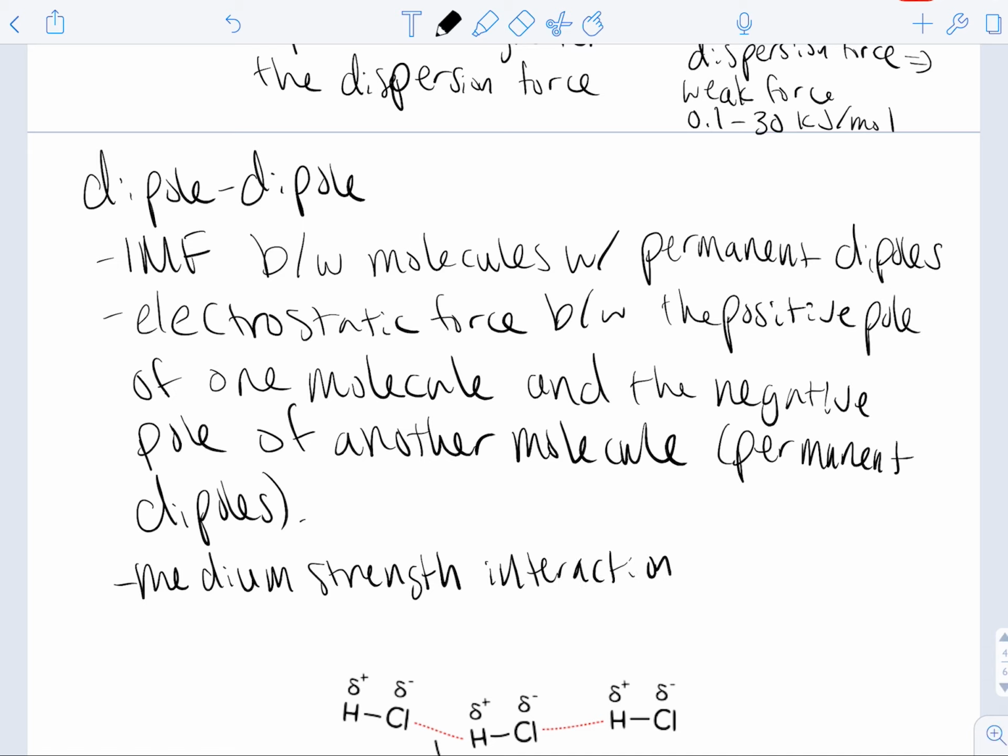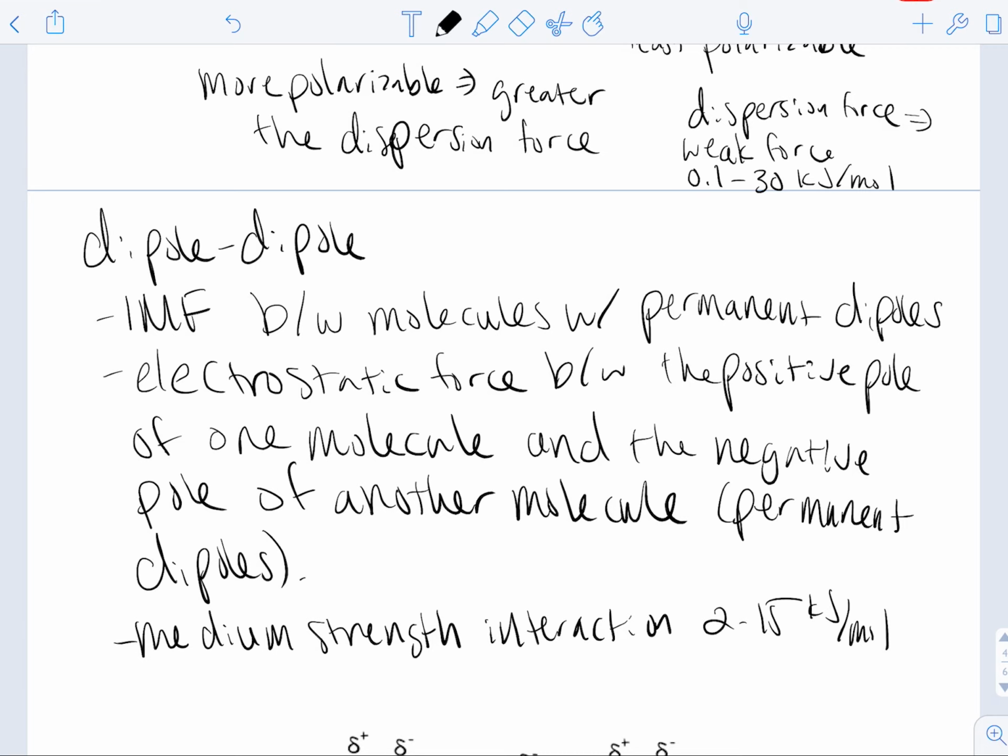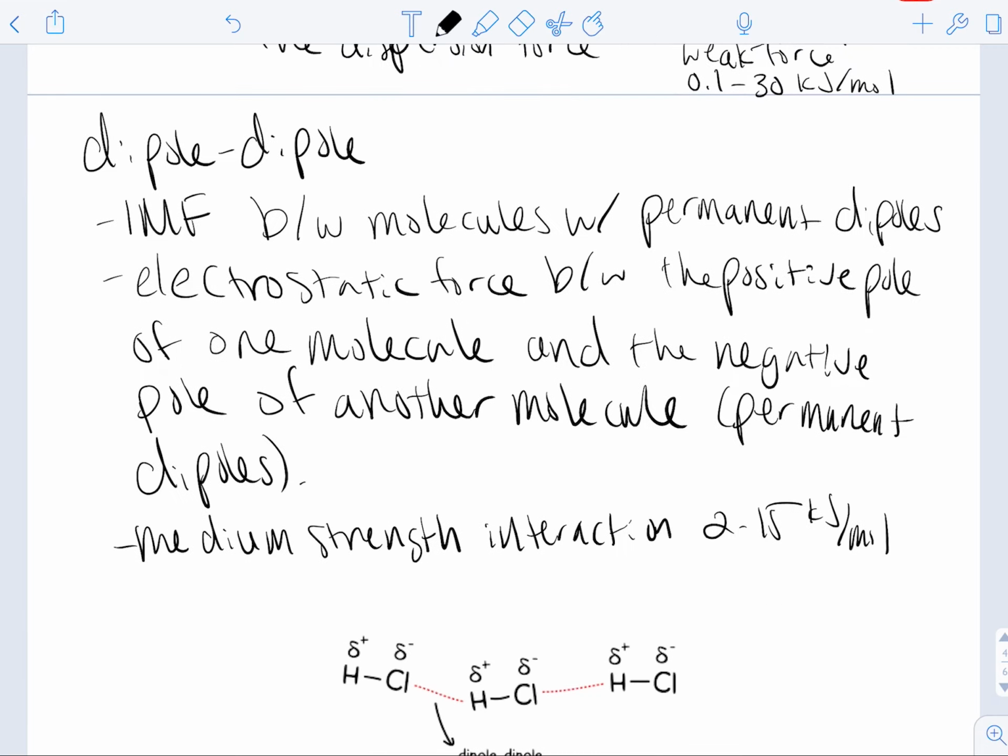Between 2 and 15 kilojoules per mole. Okay, so there are some dispersion forces that can actually be stronger than dipole-dipole, but generally dipole-dipole is going to be stronger than our dispersion forces. So technically this is a weak to medium here. And then this is just going to be a medium force.